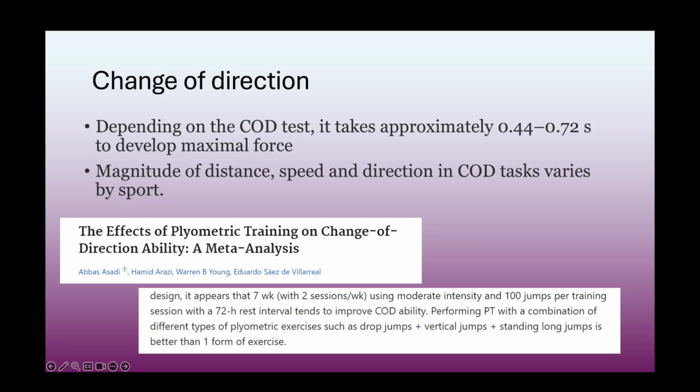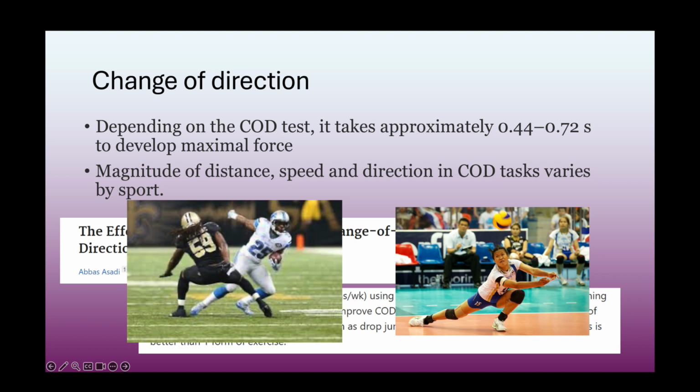Another thing to think about is change of direction. It's a very quick movement, under a second, and you have to think about the magnitude of the distance, the speed, and the direction. A football player is running at max speed when they have to change direction, versus a volleyball player who might be standstill and has to do a quick change of direction backwards. So it's just some things to think about.